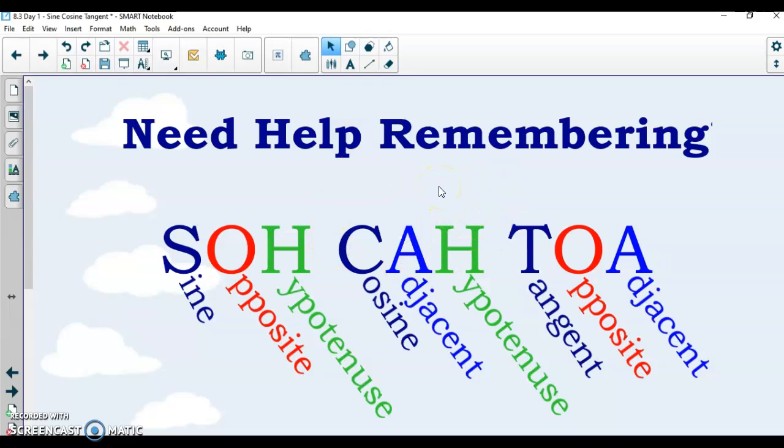That's it for this video, just to go over this. In the next video, we're going to look at how we use these trig functions to solve for a missing side length. In the video after that, we'll talk about how to use the trig functions to solve for different angle measures.